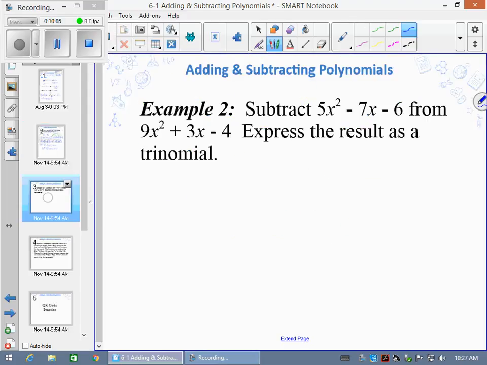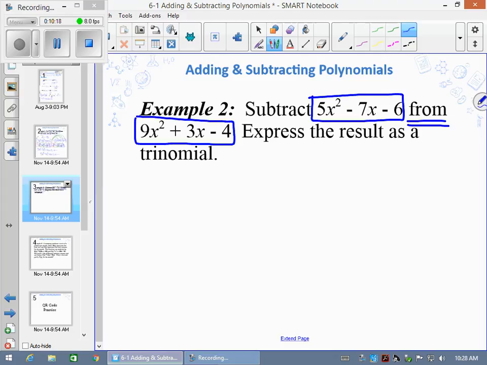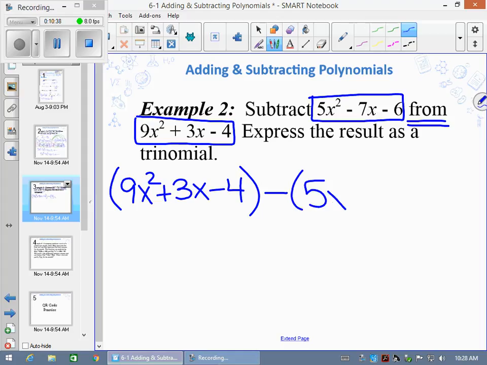Example 2 asks us to subtract 5x squared minus 7x minus 6 from 9x squared plus 3x minus 4. So if I'm subtracting one expression from the other, the expression that comes second is really the one I'm going to write first, since I'm subtracting the 5x squared polynomial expression from the 9x squared. So I'm subtracting the first one from the second. Again, not forgetting my parentheses so that I don't forget to distribute that minus sign.